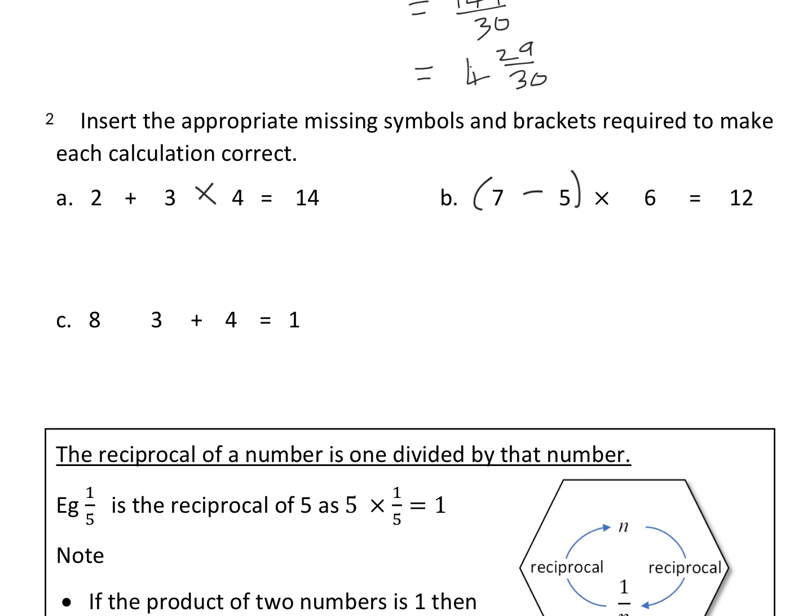And then part C, we have to get 1 from 8 and 3 and 4. So I'd want to do 8 take away 7 to give me 1. So I want to do 8 take away the 3. And if I want to take away the 4 as well, I can put that in brackets. So it'd work out 3 plus 4 to give me 7. And then 8 take away the bracket, 8 take away 7 is 1.